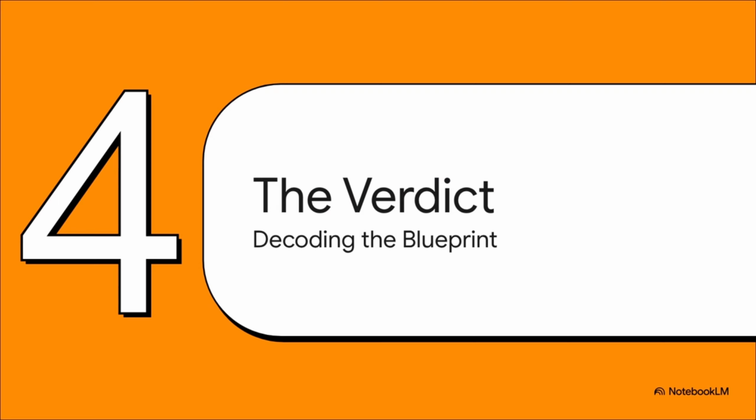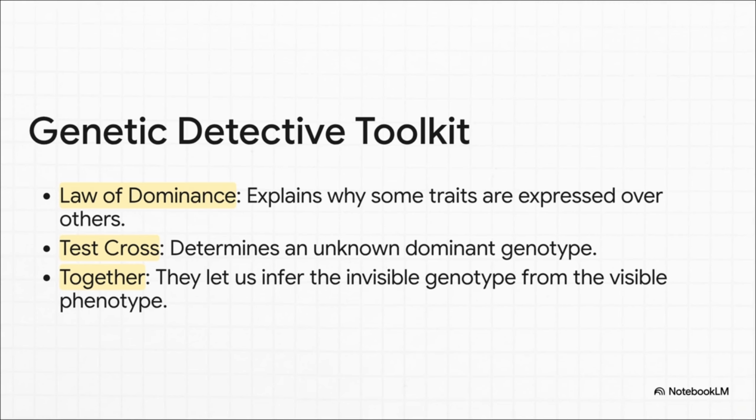So what's the big takeaway from our little detective story? Well, Mendel didn't just solve one puzzle. He handed us an entire toolkit for decoding the blueprint of life. So let's review our toolkit. First, we have the law of dominance. That's the principle that tells us why some traits can be hidden. Then, we have the test cross. That's the clever tool that lets us find those hidden traits.